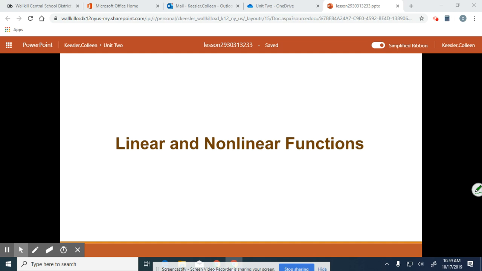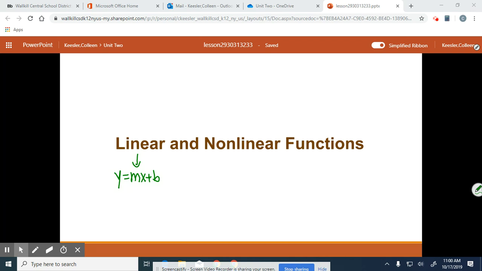Hey gang, today we're going to be graphing linear and nonlinear functions. Up until this point, we've only graphed linear functions, and those are functions that are written in y equals mx plus b form, also known as slope-intercept form. When we graph those, we get a straight line, hence the term linear. So we're also going to be practicing graphing some nonlinear functions.